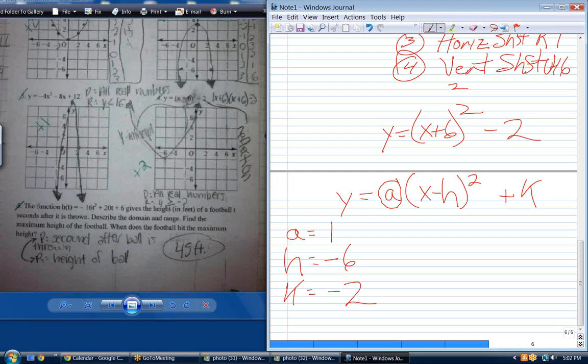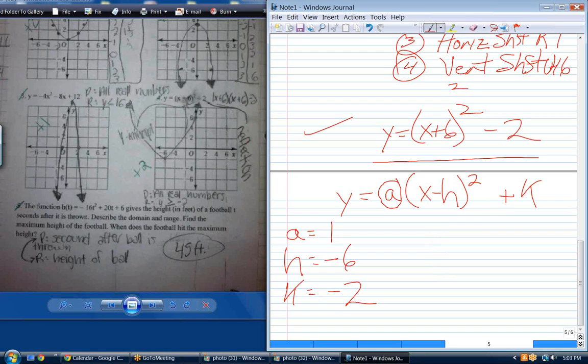Let's talk about domain and range. What's the domain? All real numbers. What's the range? Y is greater than or equal to negative 2. Good. Okay, and now that we know what a, h, and k are, let's compare it with y equal x squared.